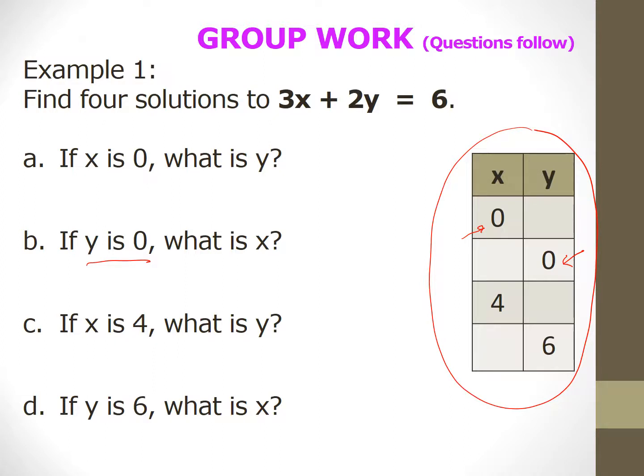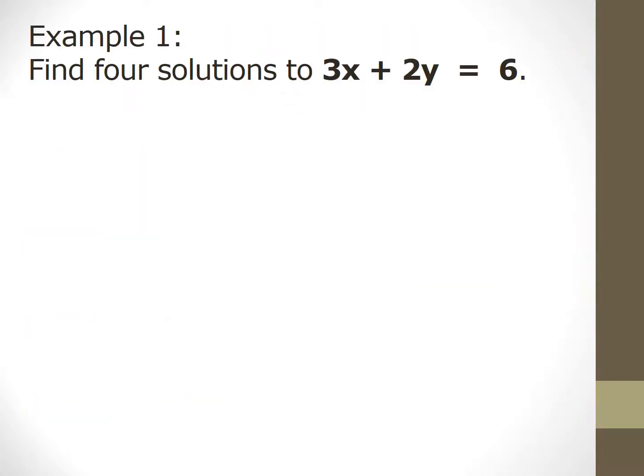But of course, we're not confined to just letting x or y be 0. They can be any number we want. So maybe we want x to be 4 or y to be 6. Let's look through some of these. So here's our first one. There's our equation: find 4 solutions to 3x plus 2y equals 6. And let's start with x equals 0.